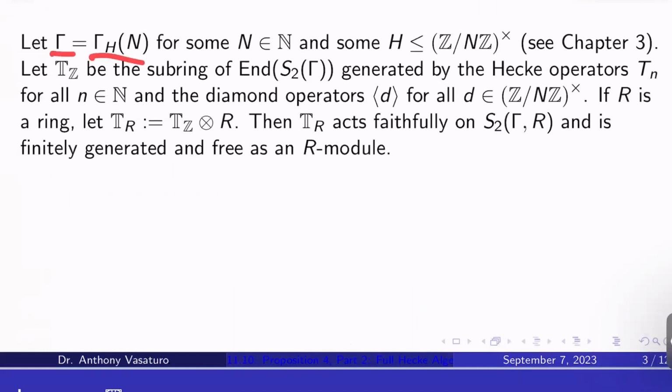We'll let Gamma be Gamma_H(N) for some natural number N and some subgroup H in (Z/NZ)^×. See chapter 3 for what I'm talking about here. We're just taking some congruence subgroup of SL_2(Z), basically. We'll let T_Z be the subring of endomorphisms of S_2(Gamma) generated by all the Hecke operators T_n for all n, and all the diamond operators <d> for all d in (Z/NZ)^×. If R is a ring, we'll define T_R to be T_Z tensored up to R. T_R acts faithfully on S_2(Gamma, R), so this would be all the cusp forms with R coefficients with respect to Gamma. And it's also finitely generated and free as an R-module. These are just basic facts.